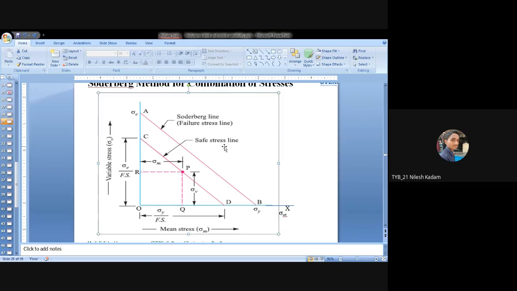Okay. Anybody else? Now let me ask one question: is it necessary to go for this Soderberg line, or is it really required to have this Soderberg diagram and to consider it, or is it just a wastage of time?